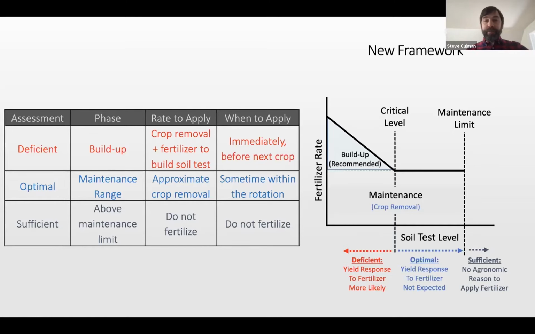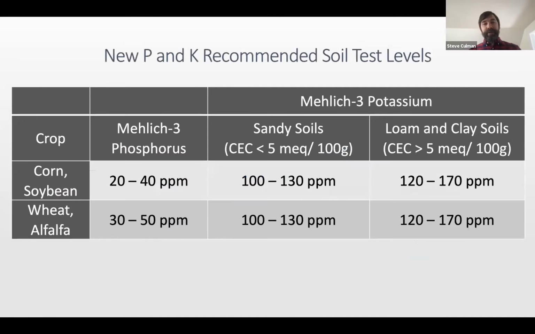When you're in that optimal level, above that critical level, we say sometime in the rotation. And of course, when you're sufficient, again, no reason to fertilize. So a lot of work has gone into this, and we'll just touch on that real briefly, but here's really the take-home point, the new soil test levels for P and K.